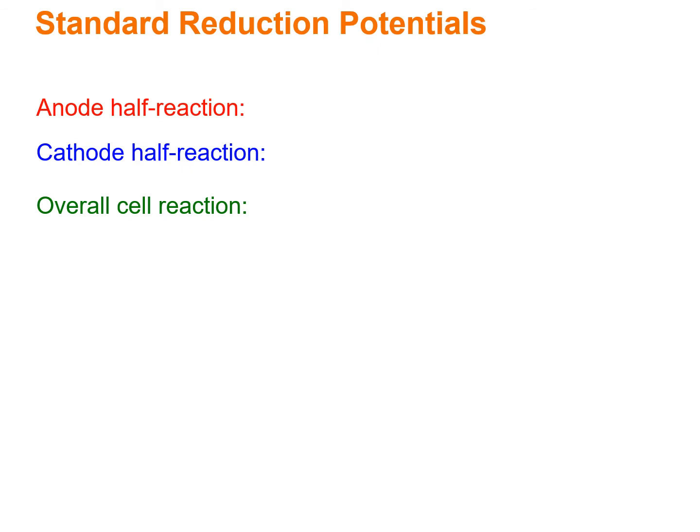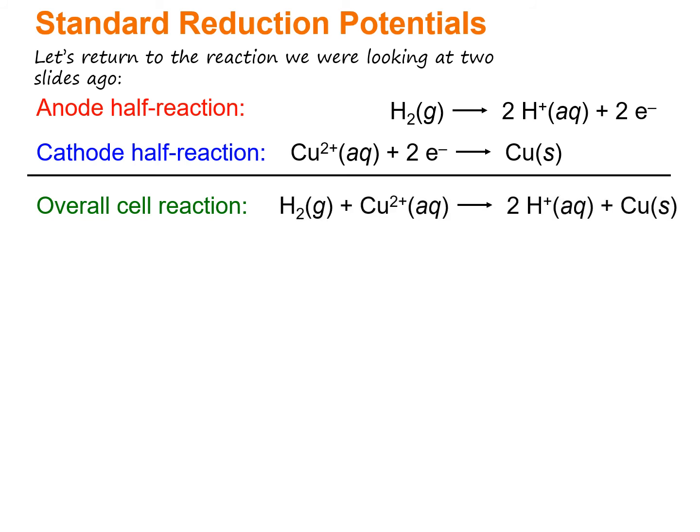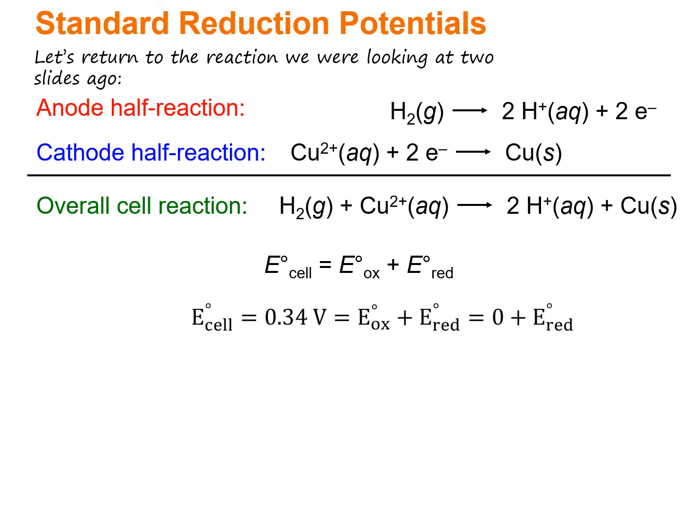So let's look at another reaction here. We're going to look at hydrogen and copper. We have the hydrogen being oxidized in this case, and the copper being reduced. We get the overall reaction there, and we know that the voltage of the cell is just going to be the sum of the oxidation half potential and the reduction half potential. And so we find that the voltage between the two was 0.34 volts, just as we did 2 slides ago. But at that time, we didn't have a solid number for either of these, so we just knew the difference.